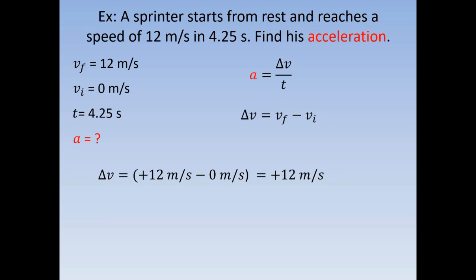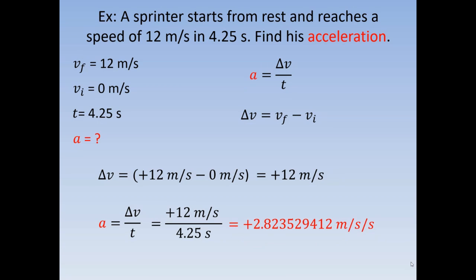So now that we have our delta V, we can go back to our acceleration equation and plug that in. So we have delta V divided by t. When we take our positive 12 meters per second, we're going to divide it by 4.25 seconds, and we're going to get positive 2.823529412 meters per second per second.